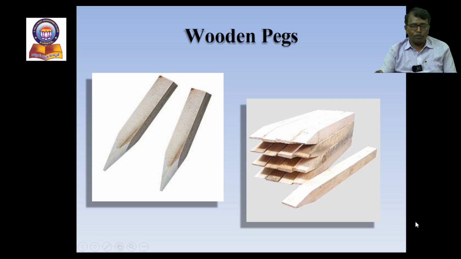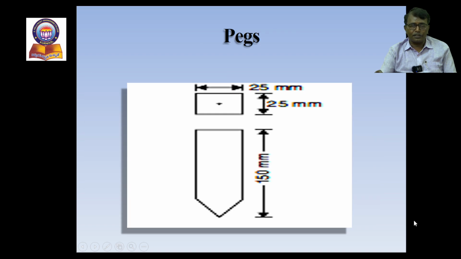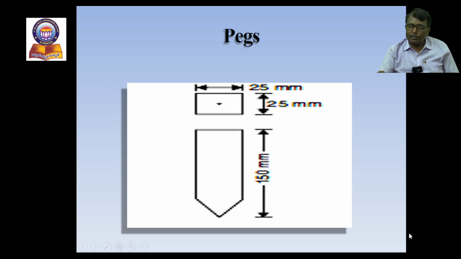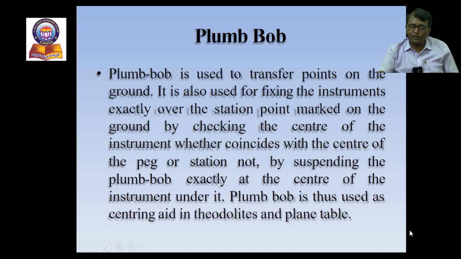These are the wooden pegs which can be driven into the ground. Its exact shape will be like this one, 150 mm in length and 25 mm in cross section, marked with a nail at the center, so that the exact station point can be marked by using the pegs.